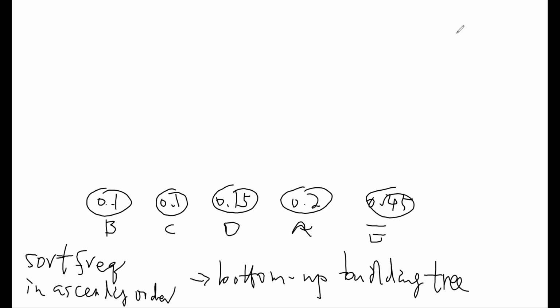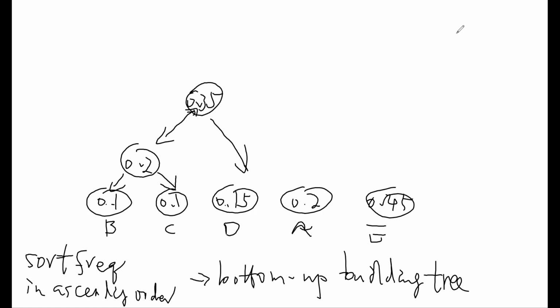So what I'm going to do is, I have these two, and I'm going to add their frequencies together. So it's going to be 0.2, and then I'm going to have the two branches out of this number. And then next I'm going to add 0.2 with D. Oh no, so it's going to be like this. I add a node, and that node is going to be 0.35.